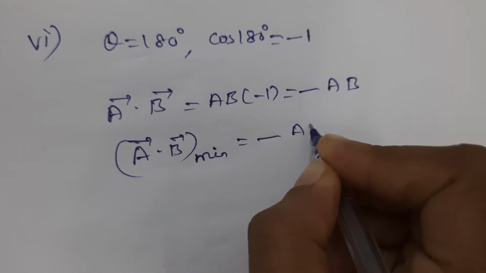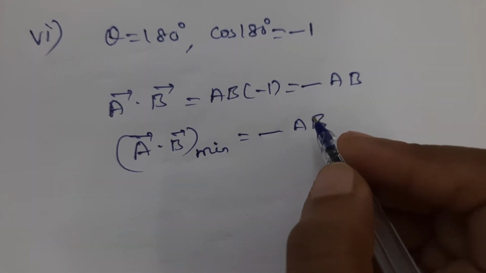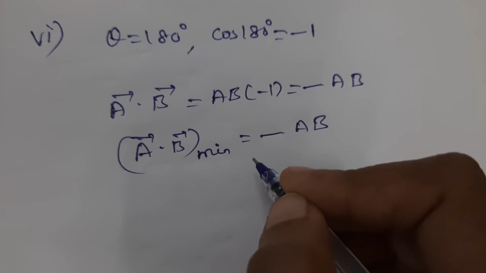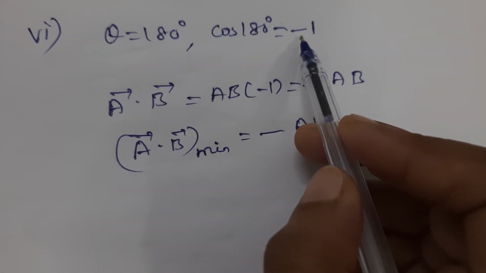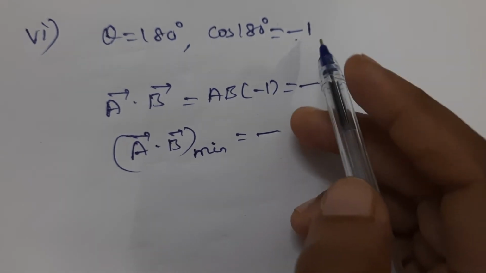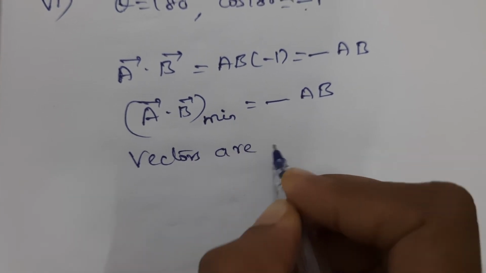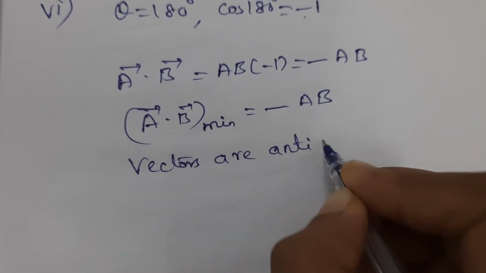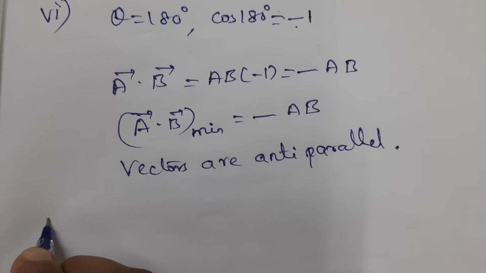Minimum value. The scalar product of two vectors will be minimum when cos theta is equal to minus 1, that is theta equal to 180 degree. Now the vectors are anti-parallel. Vectors are anti-parallel.